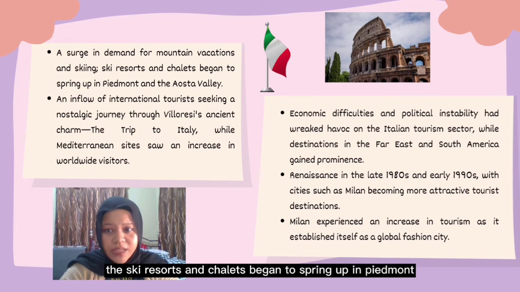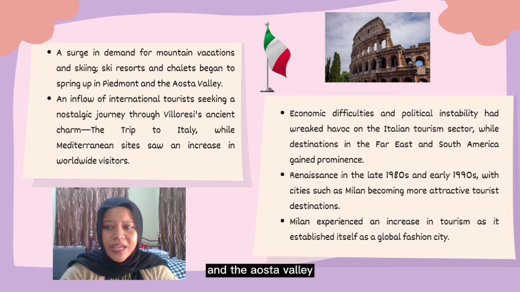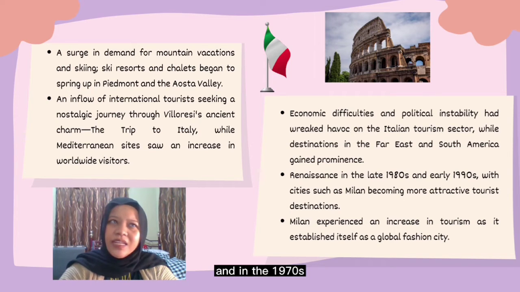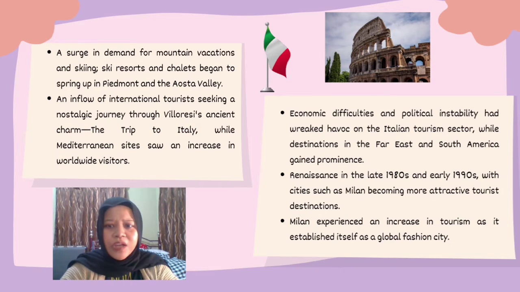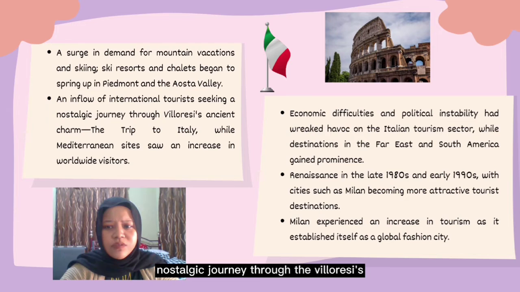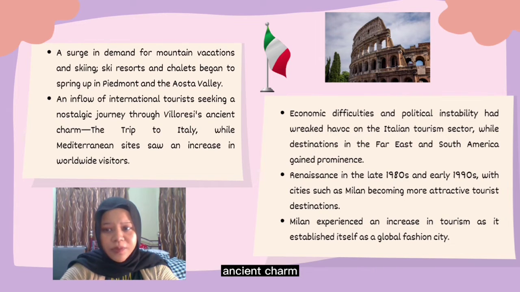The ski resorts and chalets began to spring up in Piedmont and the Aosta Valley, and in the 1970s also witnessed an inflow of international tourists seeking a nostalgic journey through Italy's ancient charm. It's called the trip to Italy, while Mediterranean sites saw an increase in worldwide visitors.